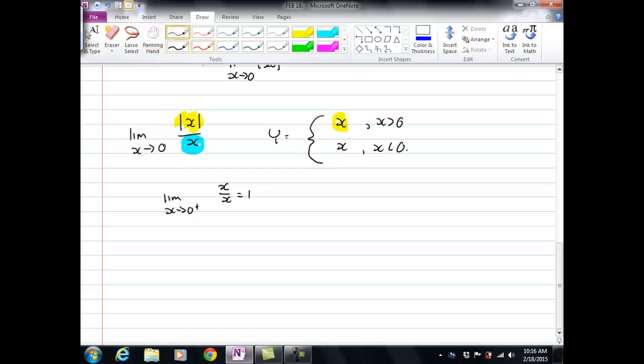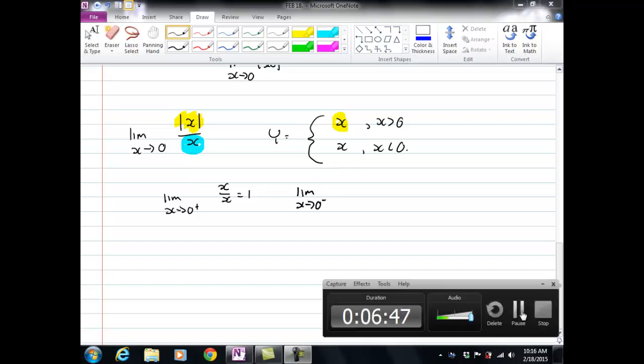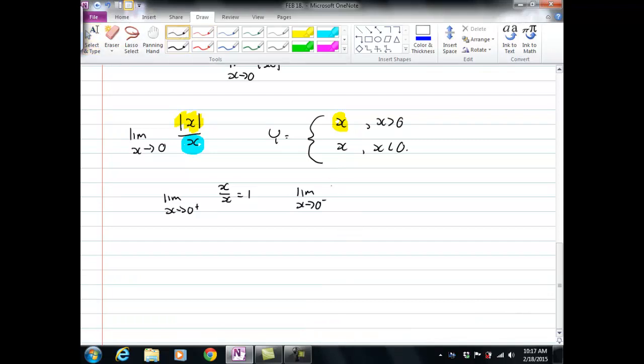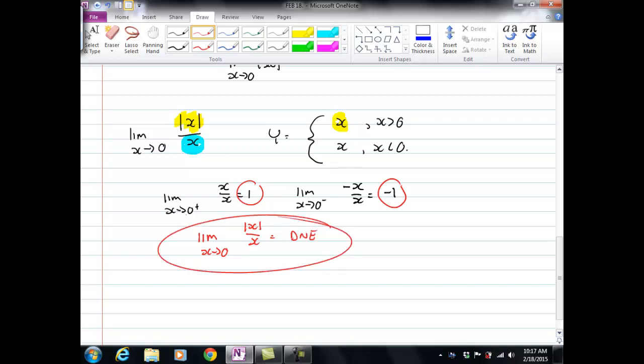Okay, very, very simple. Now the limit as x approaches 0 from the left. Why don't you do this on your own right now, in case you didn't do it? That should be negative x over x. That equals negative 1. In this case, I have 1. I have negative 1. Look, they're not the same. So I can tell you that for a fact: the limit as x approaches 0 of absolute value of x over x equals DNE. And that's my final answer.